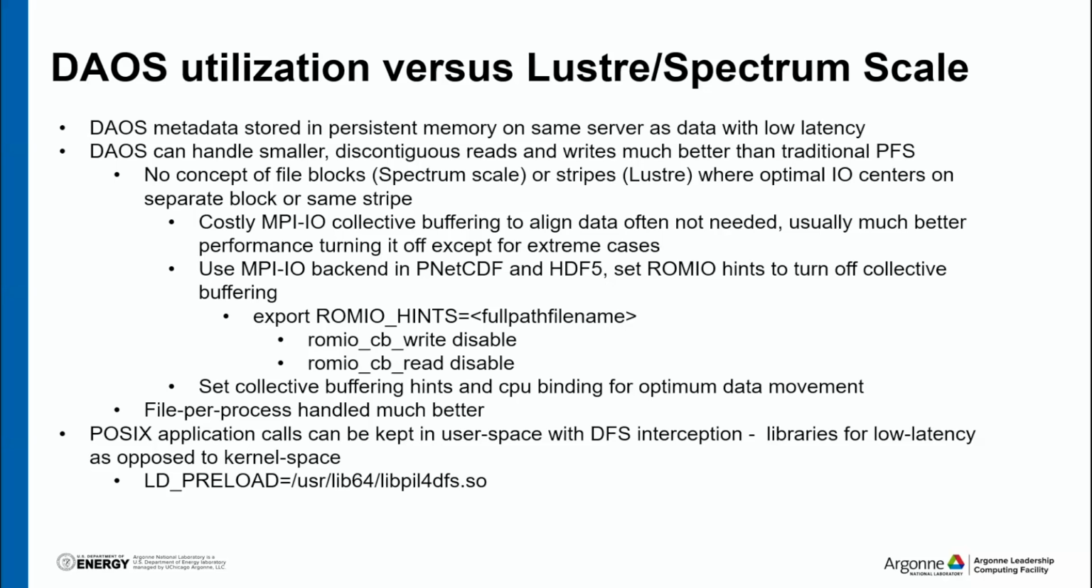And then file per process is handled much better than on a traditional file system. Especially with the latest pil4dfs or interception library, the metadata overhead is much better than traditional file systems. And that's what this last point is trying to make, basically. You're staying in user space as opposed to kernel space.